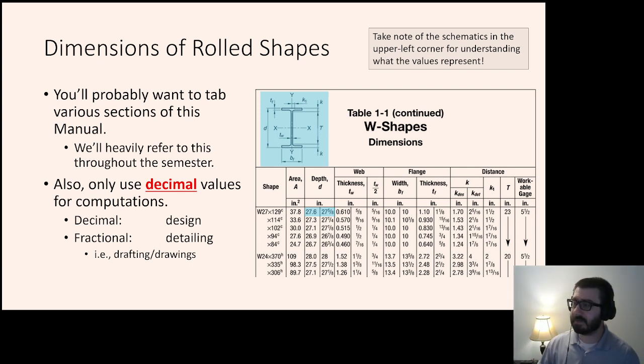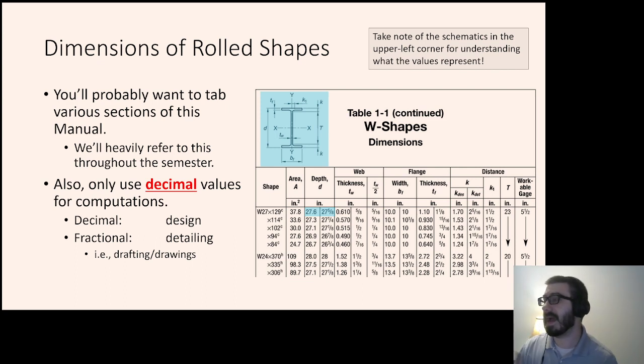So a lot of the dimensions, if you will, are going to have two values: decimal values and detailing values. The detailing values are always going to be easily identifiable, because those are the ones with fractional values. Always only use the decimal values for computation. So if we're doing a homework assignment and you need the depth of this girder and you're using 27 5/8, that's wrong from a design standpoint. You can use 27 5/8 if you're drawing it up in AutoCAD, but the 27.6 is what you use for design, because that's the more accurate value.